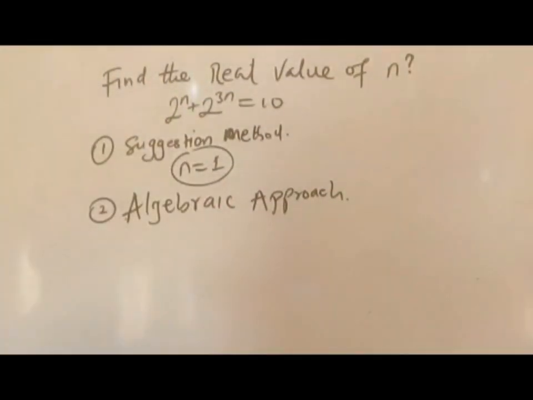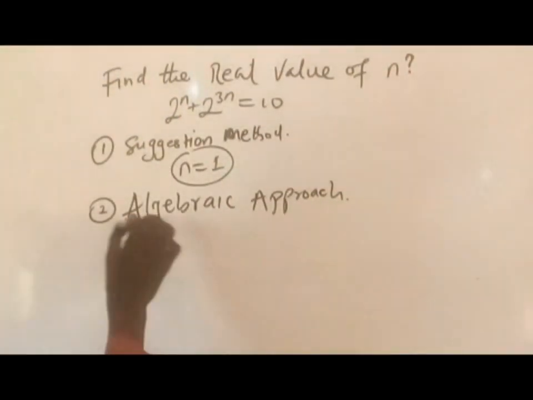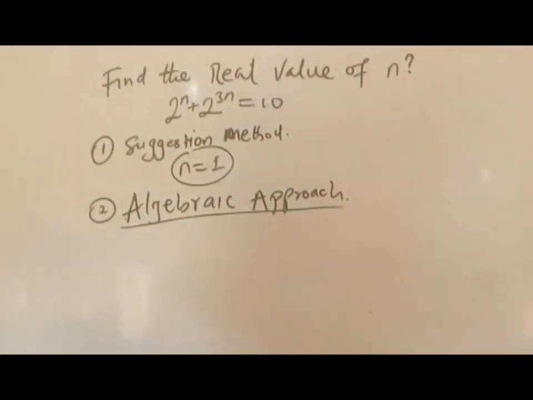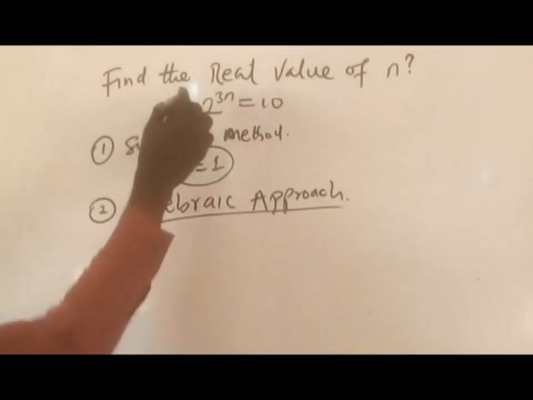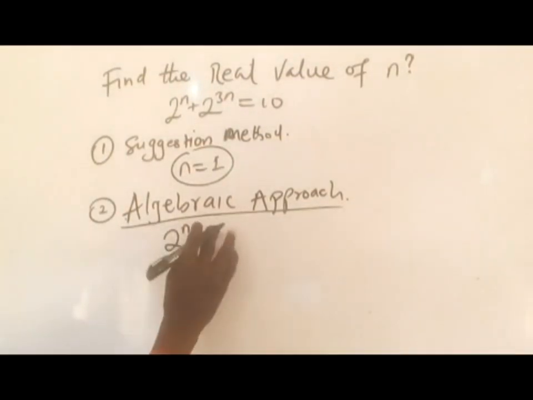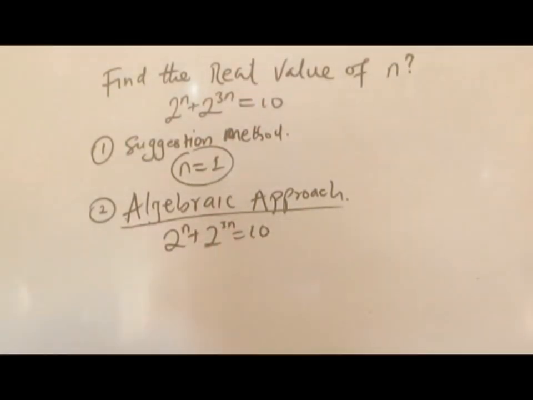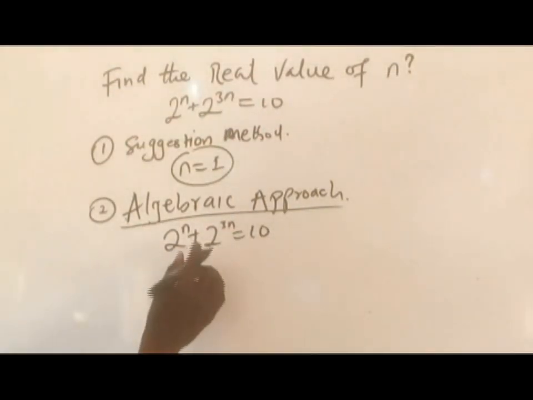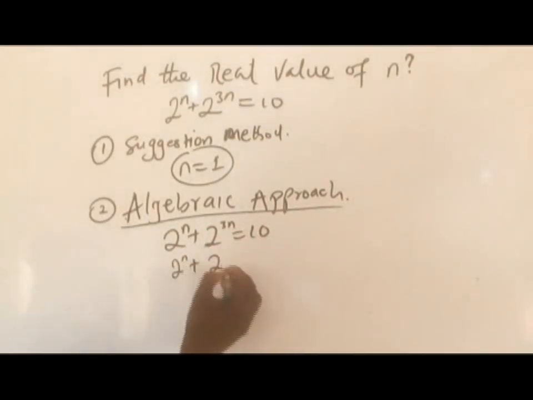But for you to know that, you have to apply the algebraic approach to find out. So let's see how we can apply the algebraic method. Let us rewrite the question like this: 2 raised to n plus 2 raised to 3n equals 10. We can rewrite this according to indices. Here we have 2 raised to n plus 2 raised to n, then we put 3 outside the bracket according to indices, equals 10. This is allowed.